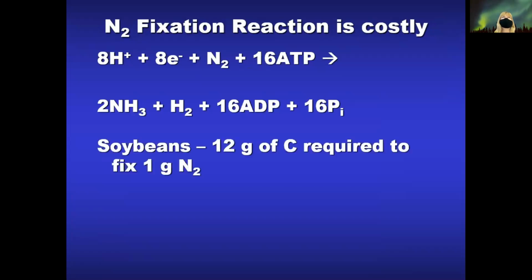They've done some looking at what is the overall cost. And often when you are looking at the cost to the plant, you estimate how much carbon has to get sunk into this partnership, so to speak. And so that's how they usually portray the cost. For soybeans, the cost is 12 grams of carbon required to fix 1 gram of dinitrogen. It's just a way to drive home the point. It's costly. The plant has to invest in terms of its resources to get this to happen.